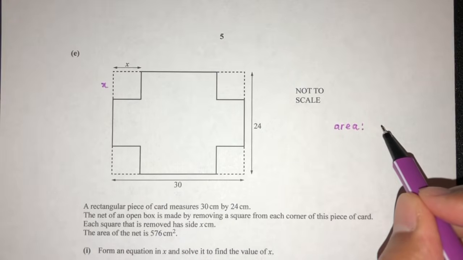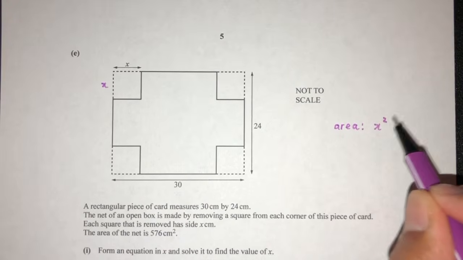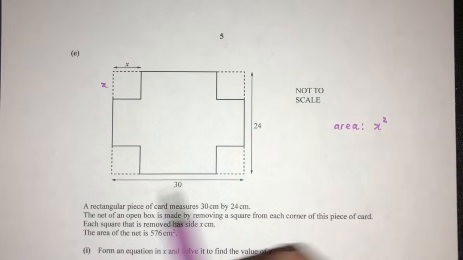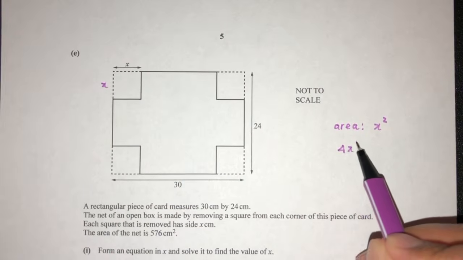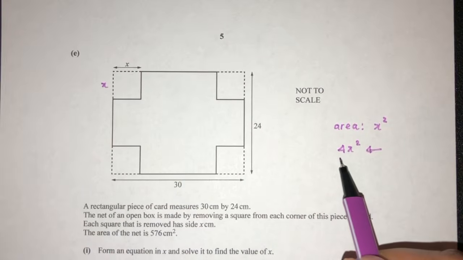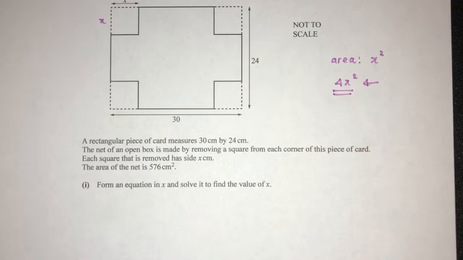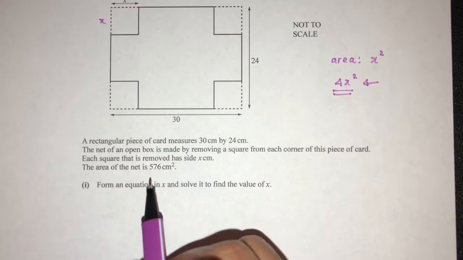It is pretty easy. It is length times width. That will be x squared for the area of the square. Now we have 4 squares, so that will be times 4. So the area removed will be 4x squared. Now let's move on. The area of the net is this one.